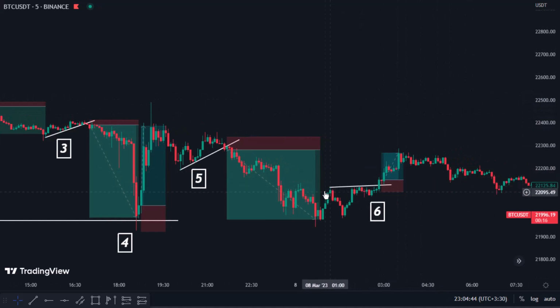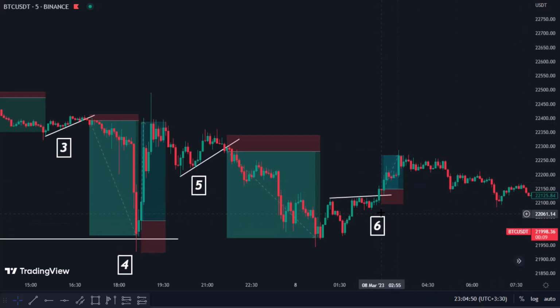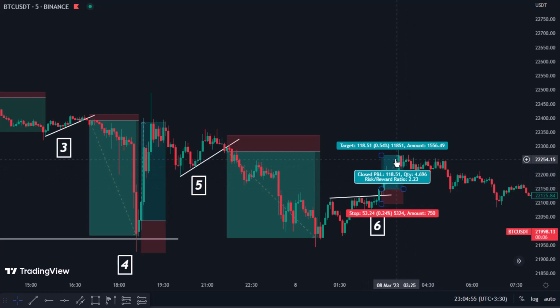On the trade 6, we have a trend line with several touches. It is broken with this green candle. We enter the buy position, put our stop loss below that, and it gives us a reward of 2.2.